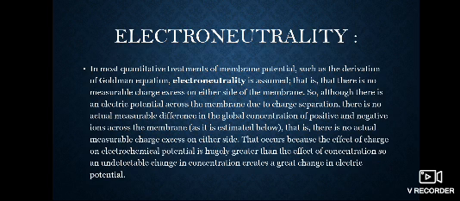Electroneutrality. In most quantitative treatments of membrane potential, such as derivations of the Goldman equation, electroneutrality is assumed, that there is no measurable charge excess on either side of the membrane. So, although there is an electric potential across the membrane due to charge separation, there is no actual difference in the global concentration of positive and negative ions across the membrane. That is, there is no actual measurable charge excess on either side.